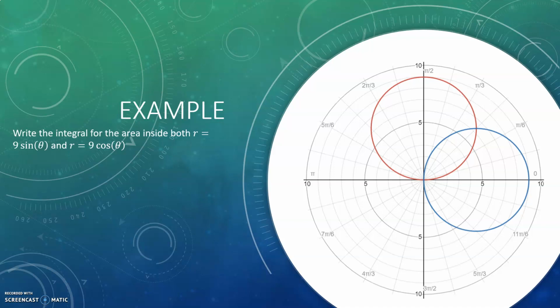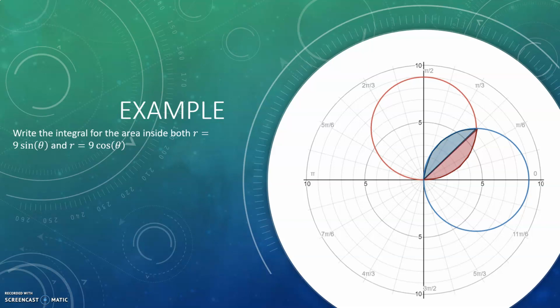So here's another example. We're going to write the integral for the area inside both 9 sine theta and 9 cosine theta. These are both circles again, and I want you to look at the regions we're talking about. We're talking about this overlap area, kind of the Venn diagram overlap, and for this one, there's not a subtraction that's going to happen, because one curve is not farther away than the other. It's that we're going to be using the sine graph first, and then we're going to switch over and use the cosine graph.